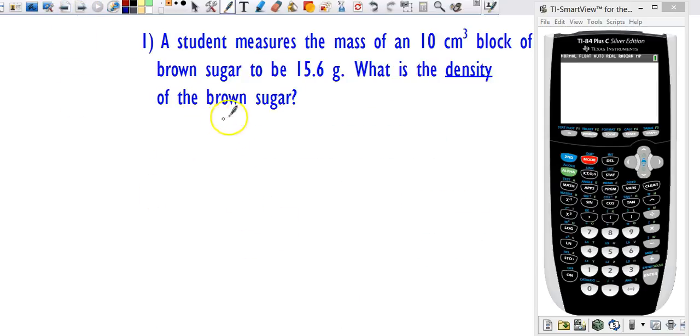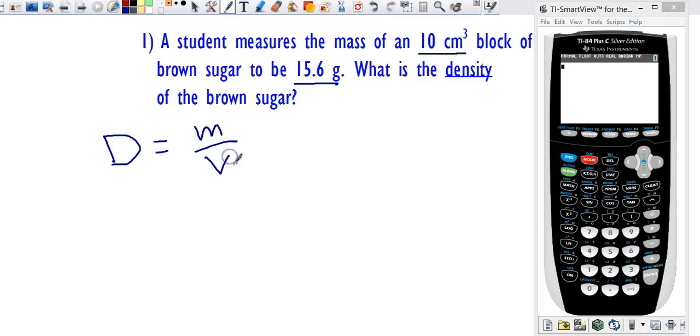All right, so our first example looks pretty basic. It says a student measures the mass of a 10 centimeter block of brown sugar to be 15.6 grams. What is the density of the brown sugar? Well, we have the formula density equals mass over volume.